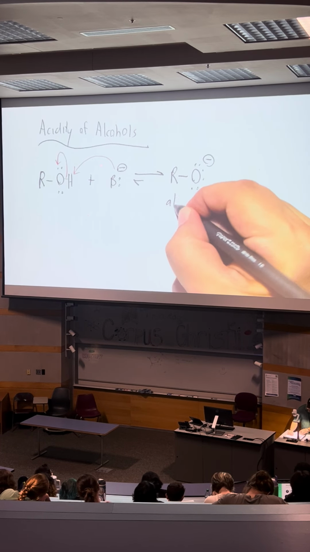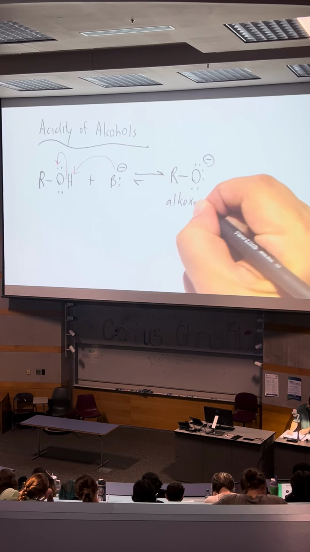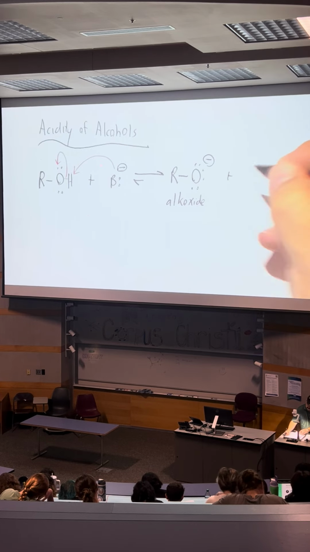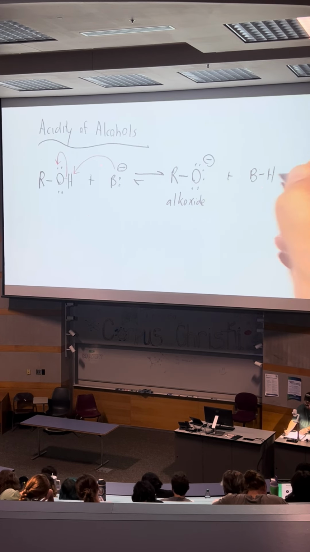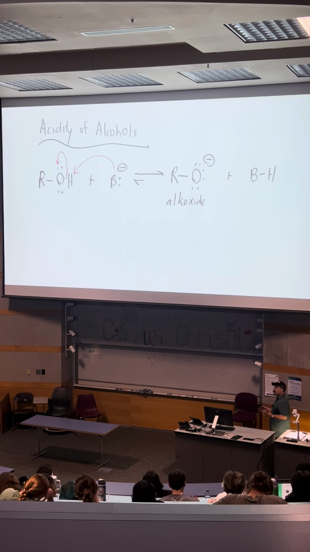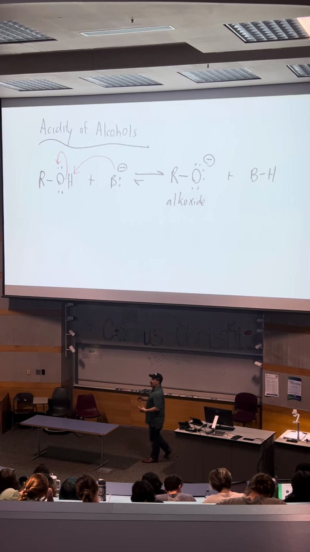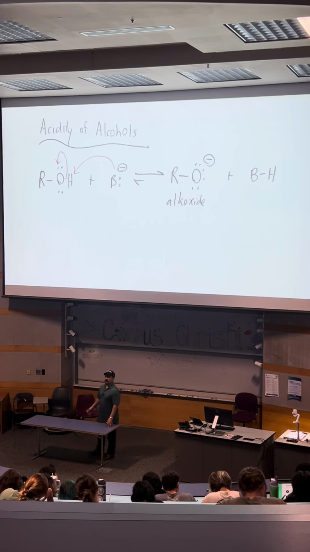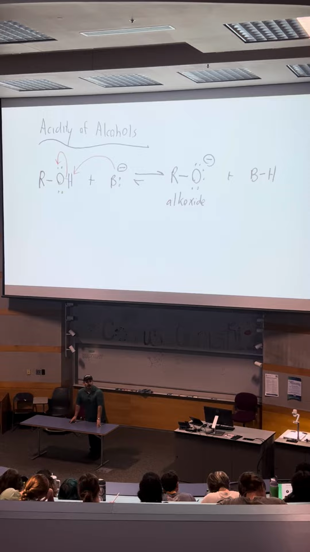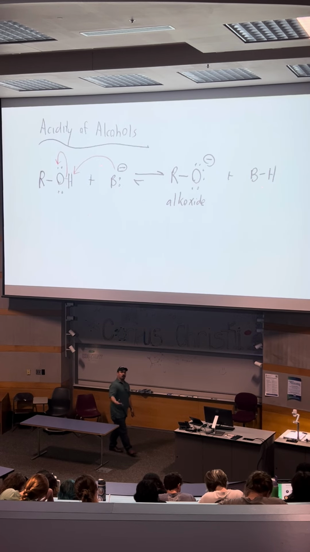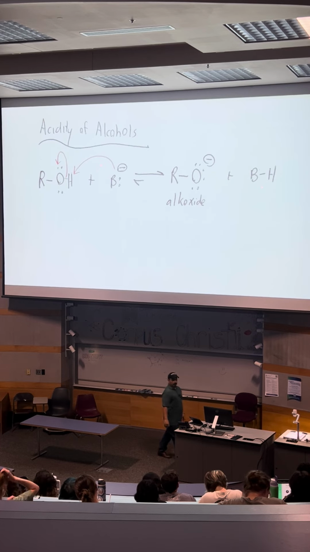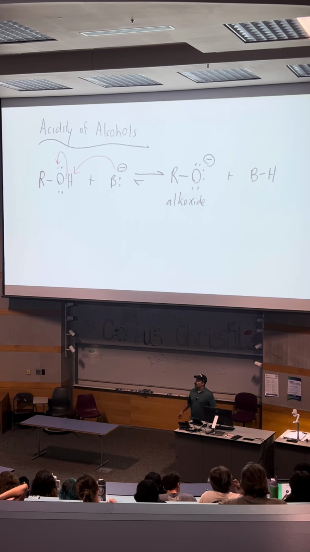which is known as an alkoxide. And the alkoxide is a generic term for an alcohol that's been deprotonated, whose identity you don't know. If the alcohol was methanol, the deprotonated form of methanol would be methoxide. If it was ethanol, it would be ethoxide. If it was isopropanol, it would be isopropoxide. If it was tert-butanol, it would be tert-butoxide, right?